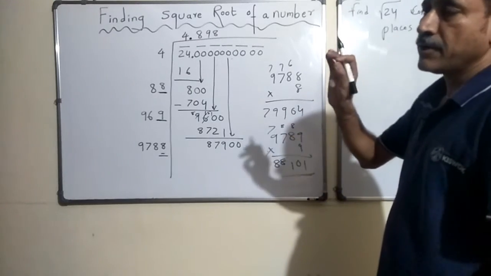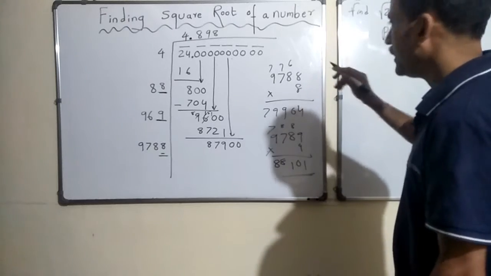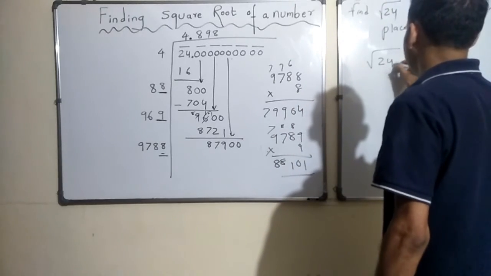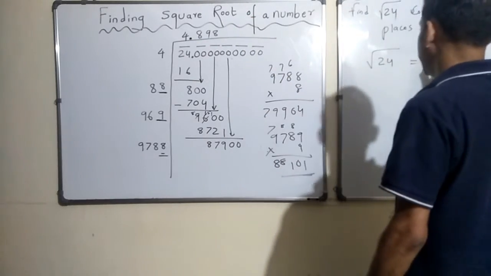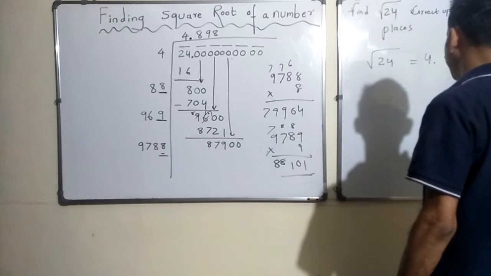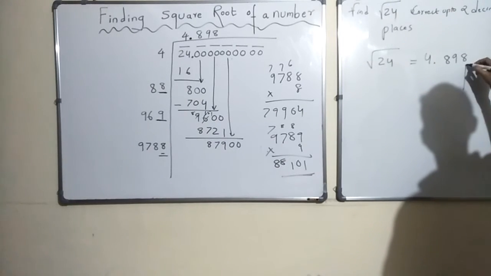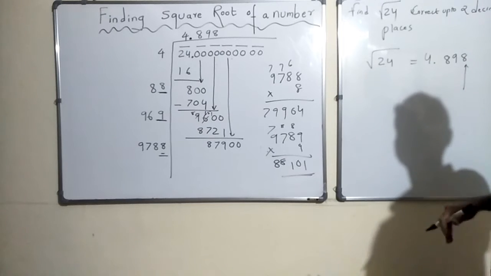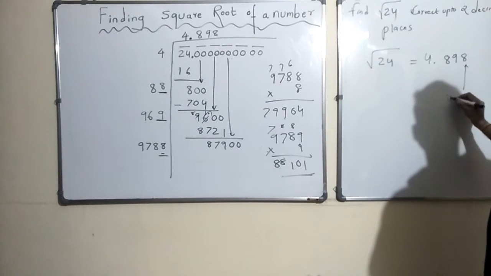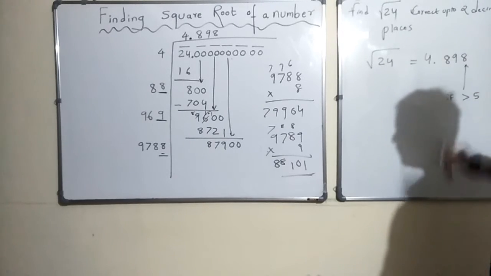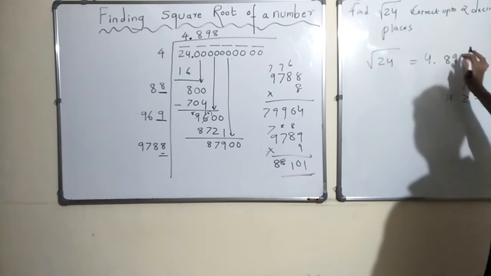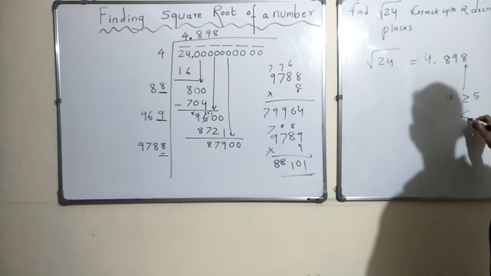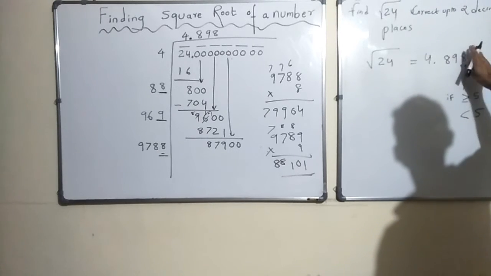So if you have to find the answer correct to 2 decimal places, what I do is calculate till 3 decimal places, 9 8, and now I look at the last digit. If this digit is greater than or equal to 5, I add 1 to the previous digit. If it is less than 5, I do nothing, I just remove the last digit.